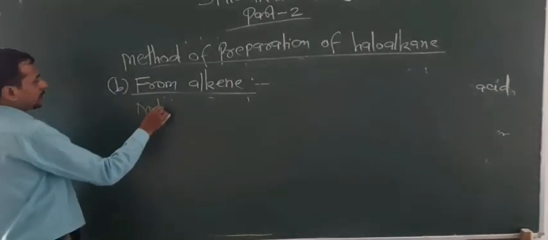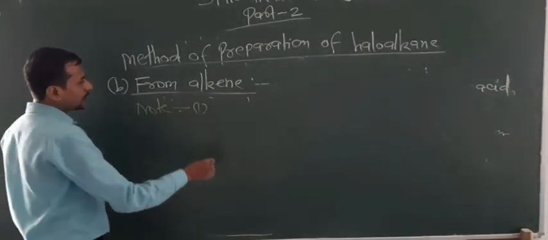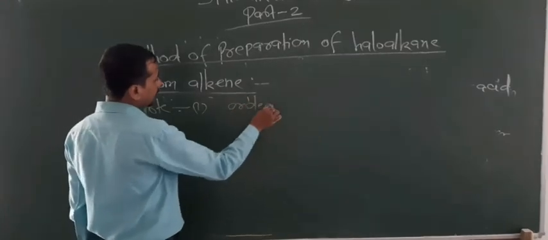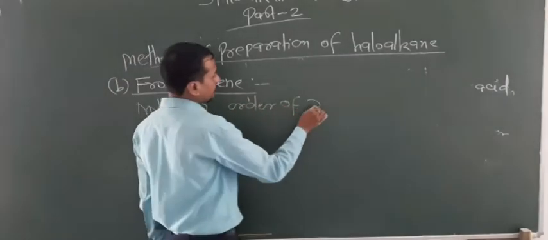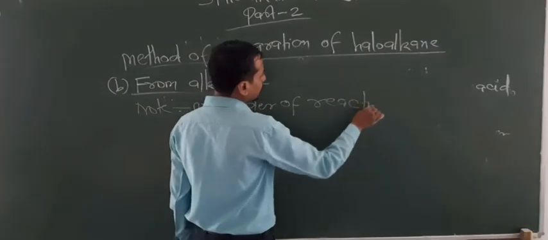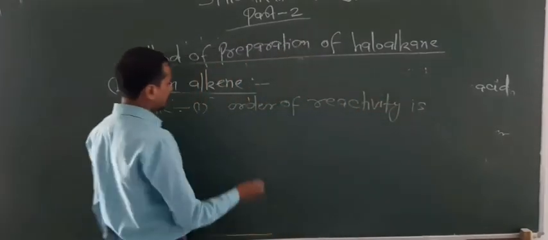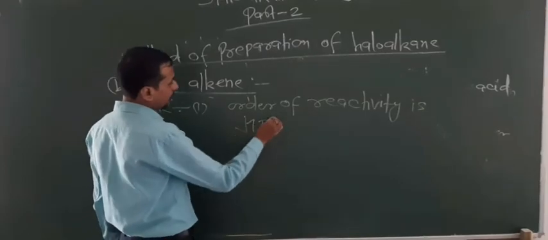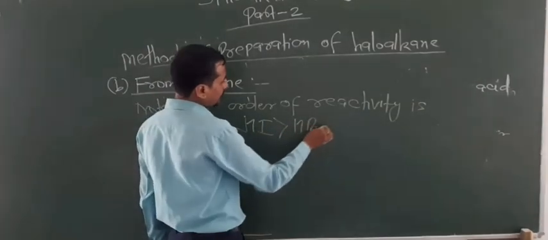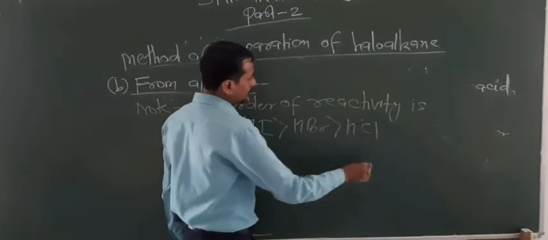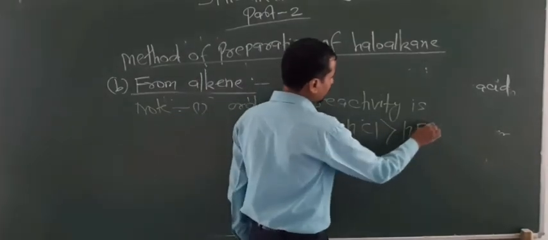The noteworthy points for this also. Point number 1, the order of reactivity is: HI is more reactive than HBr, HBr is more reactive than HCl, and HCl is more reactive than HF.